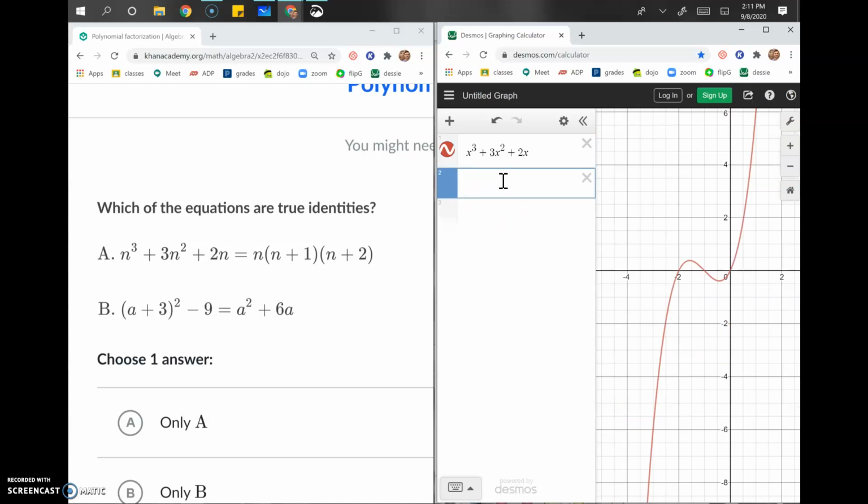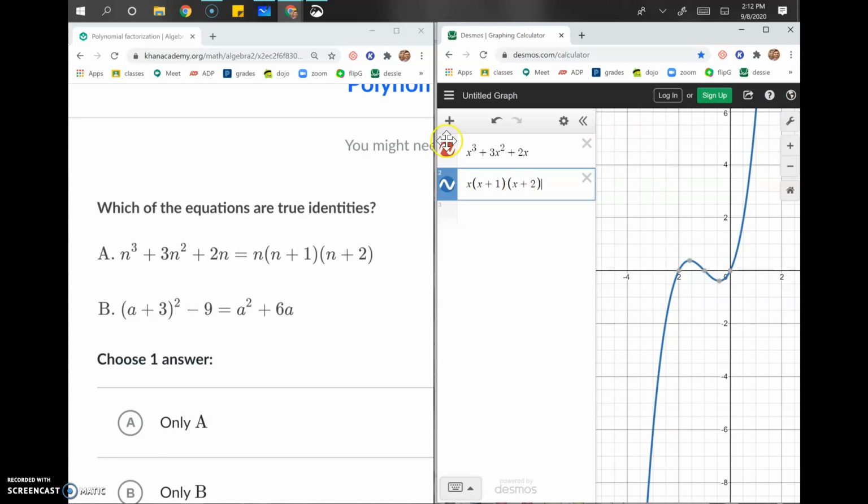I want to know if that left expression is the same as the right expression, so I'm going to type in the right expression, but this time I'm going to switch the n's for x's. Cool. X plus 1. Sweet. Shalongo can't type. Yes, he can. Yes, he can type.